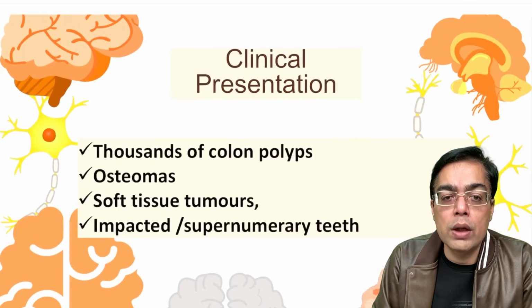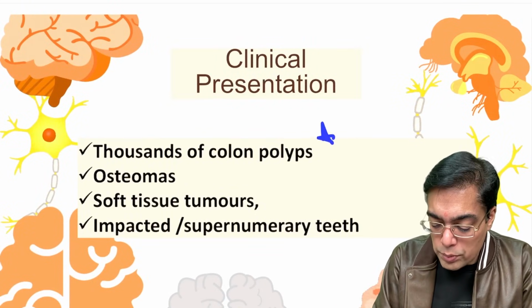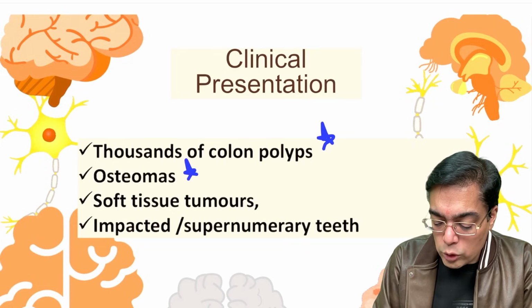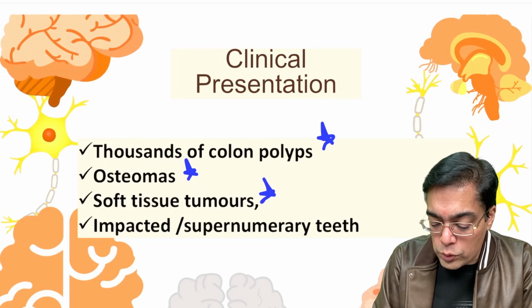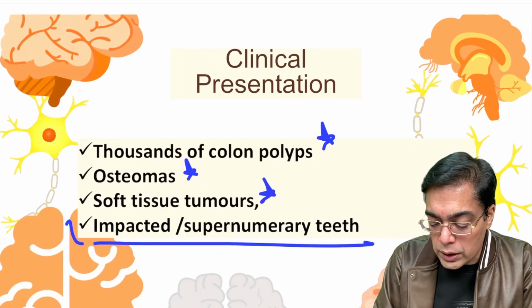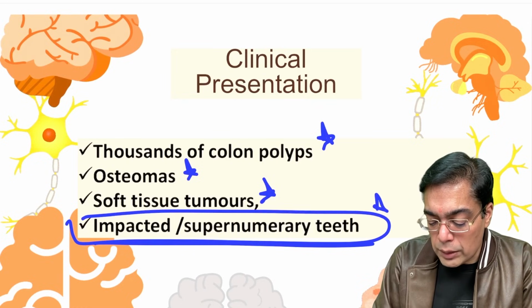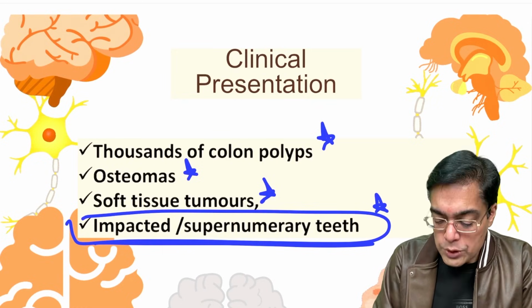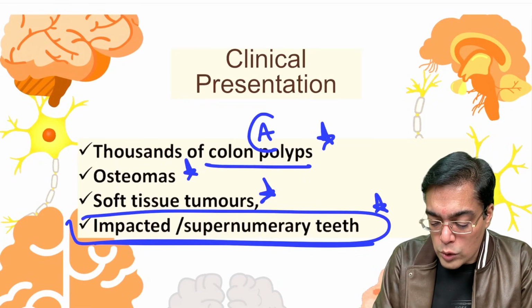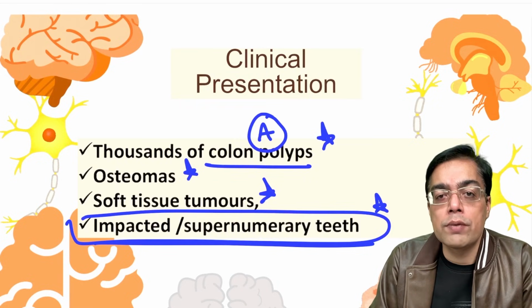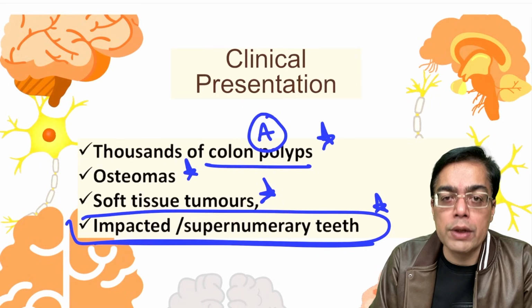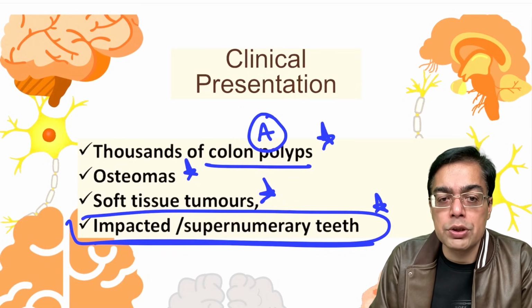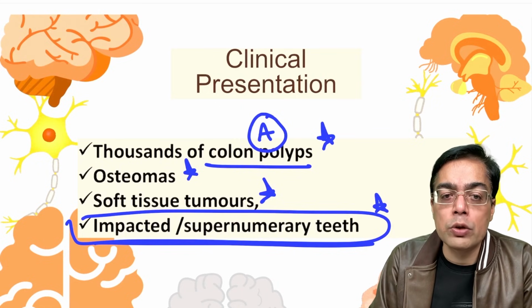Talking about the next one, you're going to have hundreds and thousands of colonic polyps, and the question is going to make a mention of osteomas. It could mention soft tissue tumors, and this important cliche thing: the patients are going to have impacted or supernumerary teeth. So colonic polyps, and what kind of polyps are we talking about over here? Of course, adenomatous polyps in combination with soft tissue tumors, osteoma, and dentition issues that can be supernumerary teeth or impacted teeth.